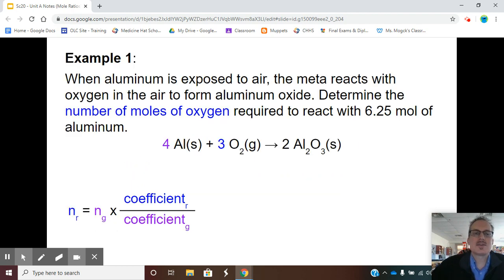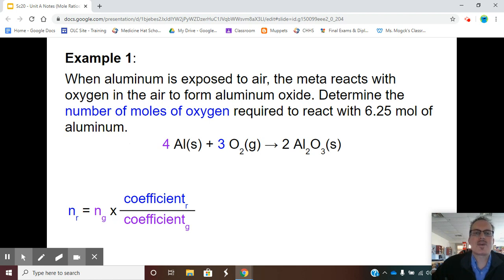Now, what I would like to do is the first example with you. If you haven't done so already, pause the video, copy everything on the screen, and then start the video again when you're ready for me to talk through the question. Okay, example number 1. When aluminum is exposed to air, the metal reacts with oxygen in the air to form aluminum oxide.